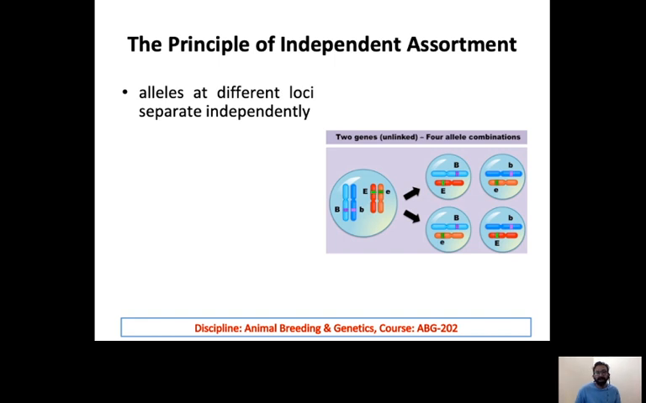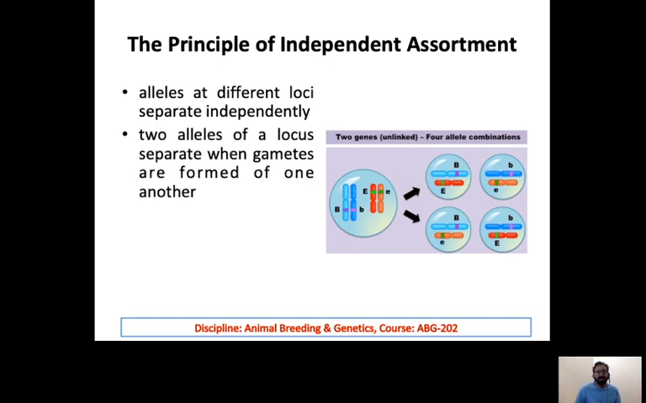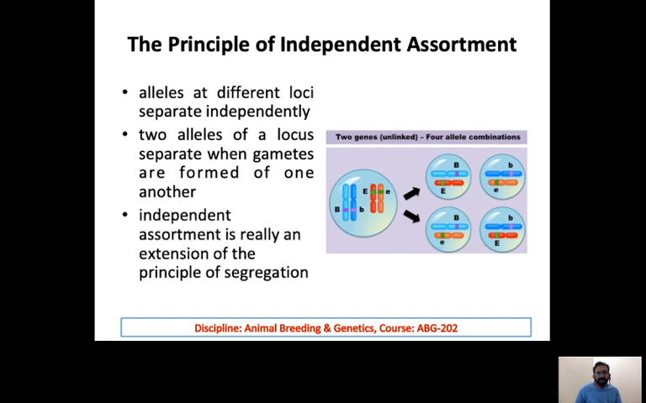Number two, two alleles of a locus separate from one another when gametes are formed. That we have seen in the last example. Independent assortment is really an extension of the principle of segregation, because the alleles segregate here, they also segregate, but they segregate independently.